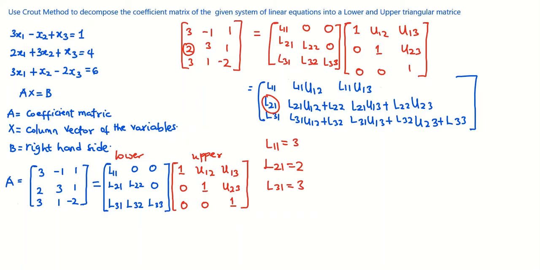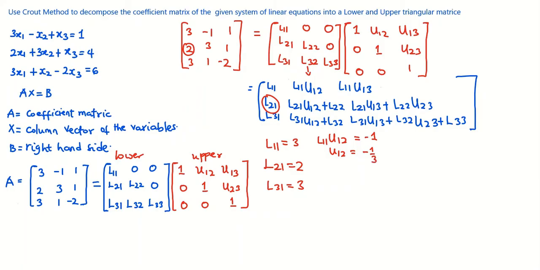So now let's go to the second column, which is this column. For that one, we have L11 multiplying U12, and that will correspond to minus 1. So let's solve for U12. You're going to get U12 to be equal to minus 1 over L11, which is 3. So you're going to get minus 1 over 3.